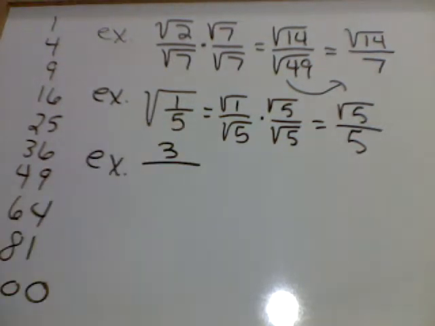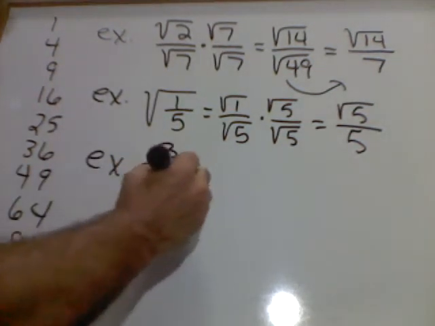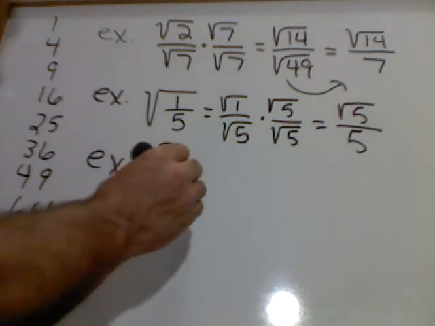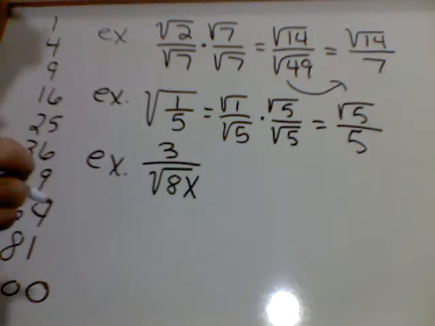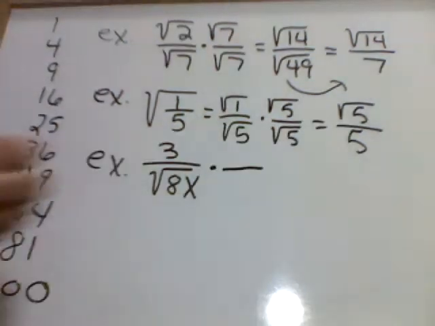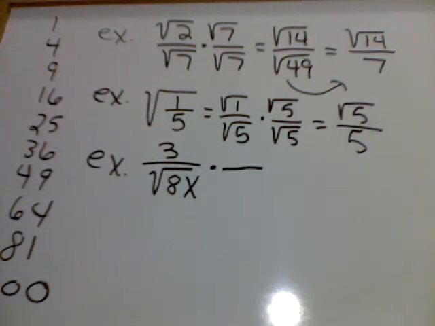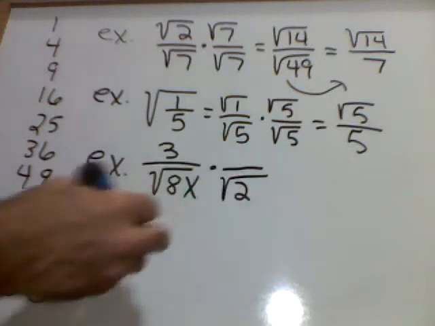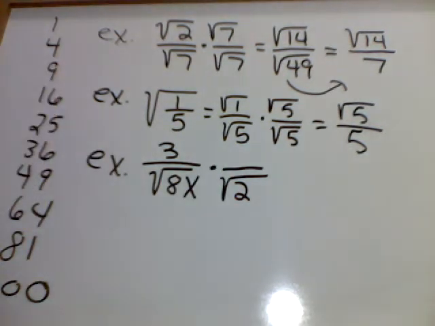3 over the square root of 8x. Now, you could multiply the top and bottom by the square root of 8x, but there's an easier way to do this that will save me some simplifying in the end. What I want to do is find the smallest perfect square that 8 is a factor of, and that is 16. So I need to multiply this by a 2, since 2 times 8 gives me 16.